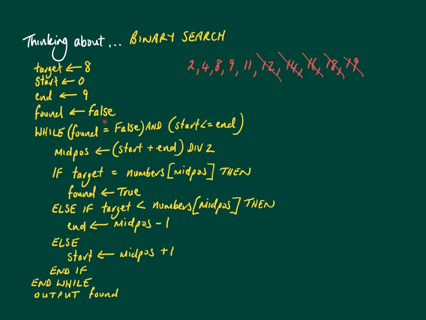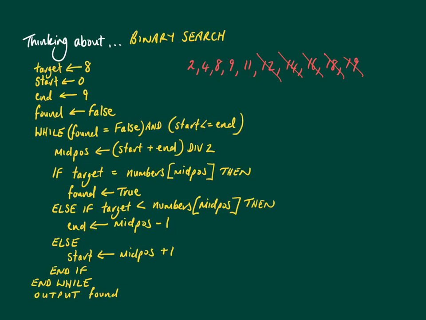So now found is set to true, so this is false, and even though that's true, false and true is equal to false. You have to have true and true with our logic gates. And so we jump out of the while, and then we output found, and we found it. So output will be true. And that is a binary search.